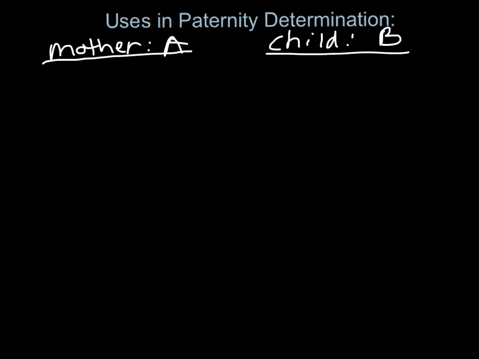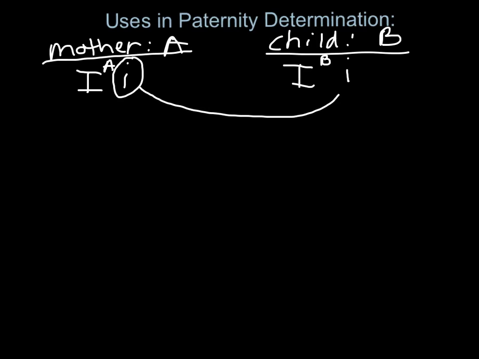So if the child has type B, it has to have at least one big I to the B, and it can't have an A, or else they'd be type AB. So it's either going to have a big I to the B or a little i. But the mother has to have big I to the A, and you can't have big I to the B, or else it would be AB as well. So in order to get from the mother to the child, it would have to be the recessive, the little i, passed down from the mother. So this is the allele passed down to the child.